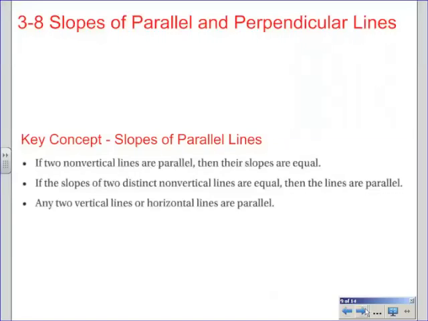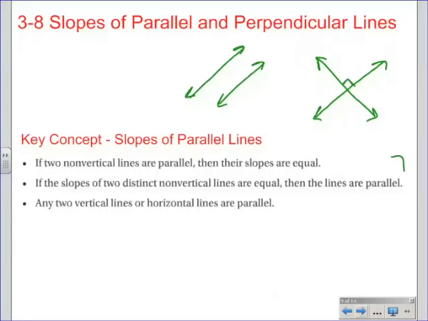Now here's section 3-8, slopes of parallel and perpendicular lines. Parallel lines will look like this. Lines extend forever. Parallel meaning that they will never intersect. Perpendicular lines might look like this, where our two lines intersect at right angles.